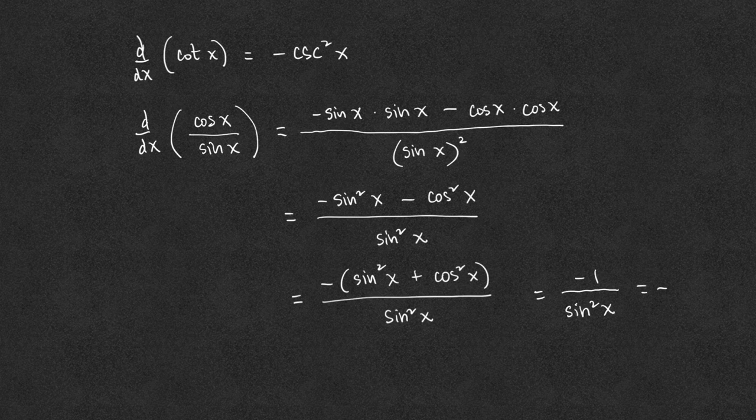But this is 1 over sine of x, the quantity squared with the negative in the front, and so this is negative cosecant squared of x, because 1 over sine of x is cosecant of x. And this shows that the derivative of cotangent of x is negative cosecant squared of x.